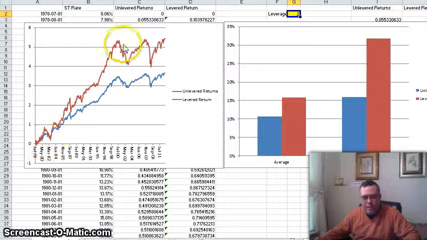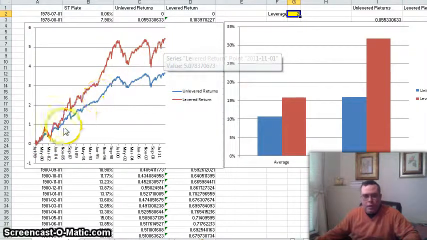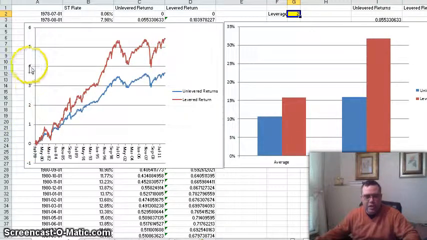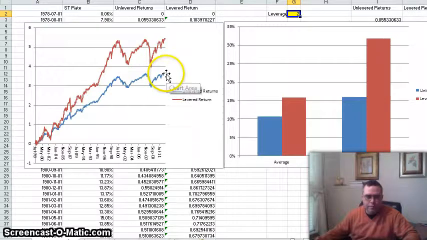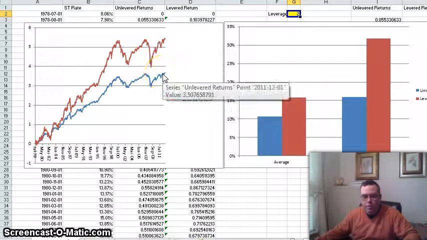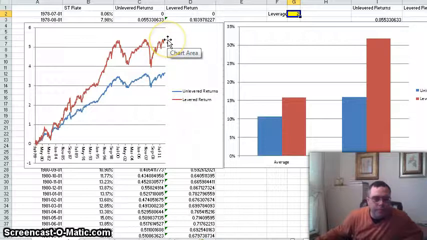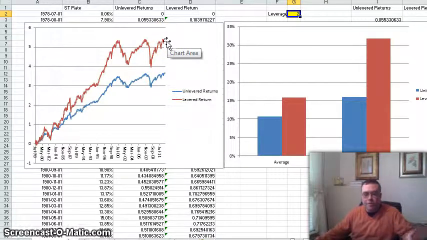The red line is my levered up return. Note that over the course of that 40 years, you would have earned quite a bit more. This is a logarithmic scale, so this tells you the percentage gain you'd have made over that time period. So if you take the blue line, you'd have a little bit more than tripled your money. If you take the red line, it'd be closer to multiplying your money 6 times, so quite a bit better.